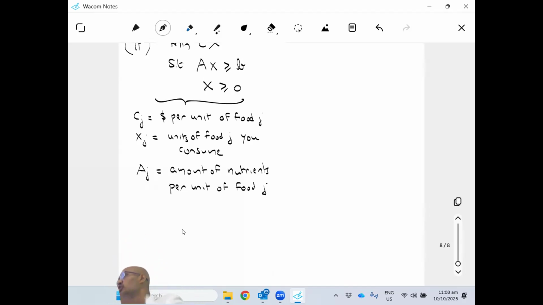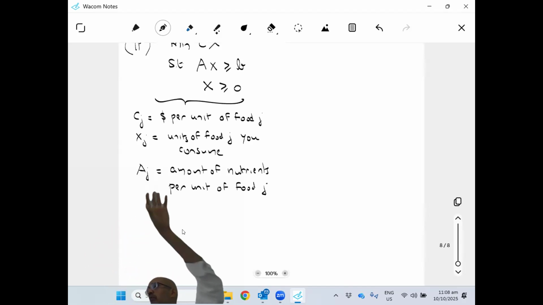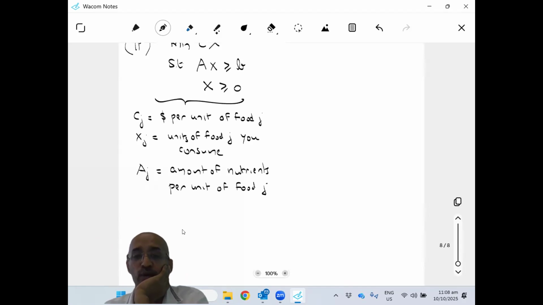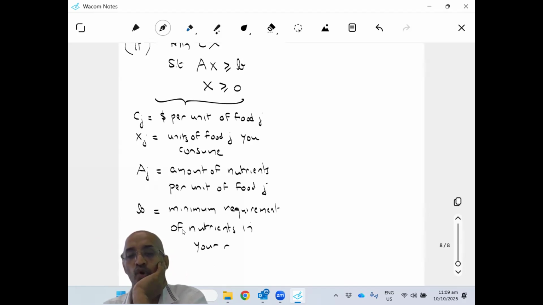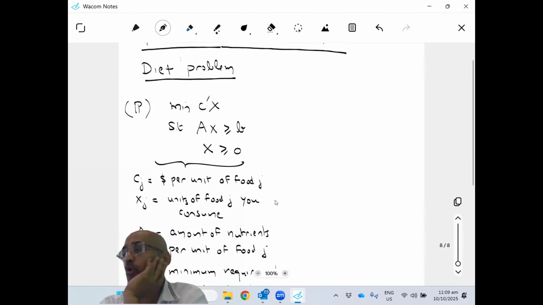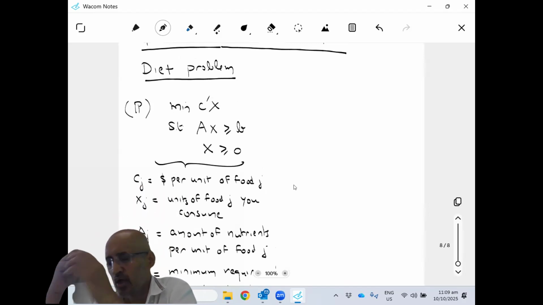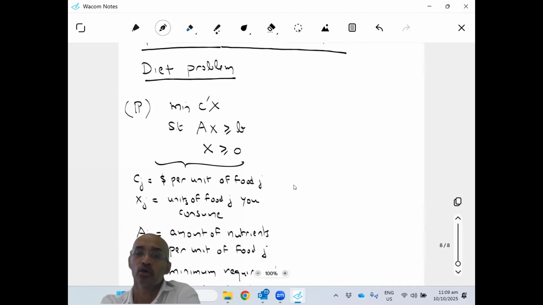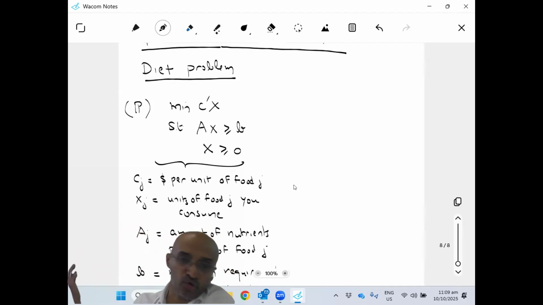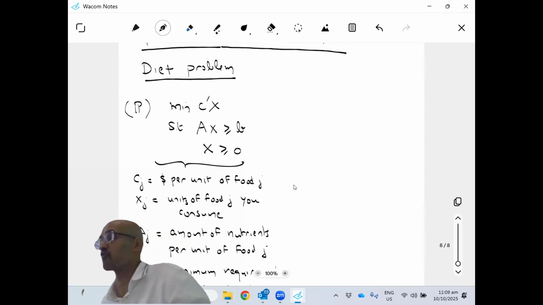So a packet of noodles will have a certain amount of protein, a certain amount of vitamins, and so on and so forth. And likewise, B is the minimum requirement of these nutrients for your diet. You should remember this problem from week one. So that's an LP, a linear programming problem, which was one of the earliest LPs set up, one of the first applications of LPs. You can do this for a diet for yourself, but imagine you're running a farm, you have cattle, you have to plan the cattle diet basically.